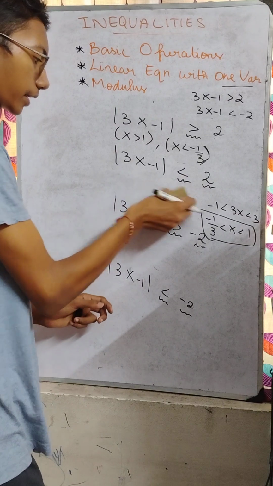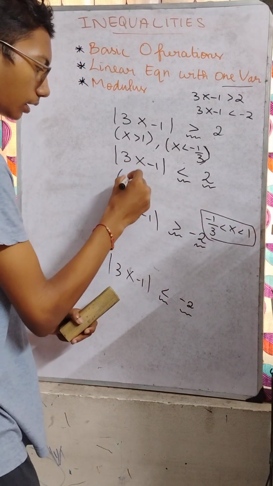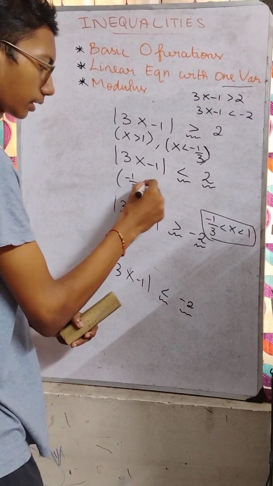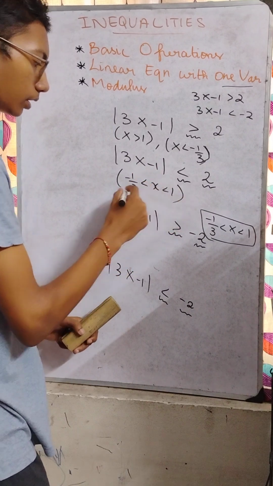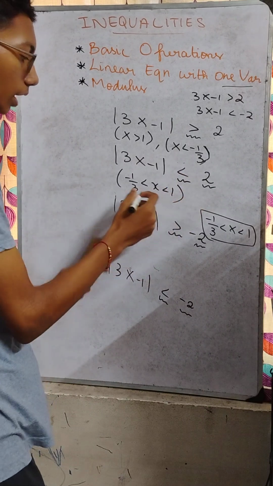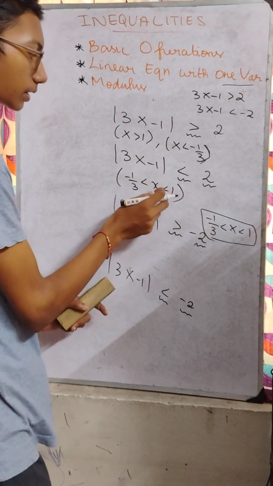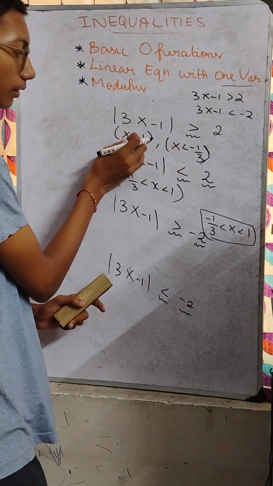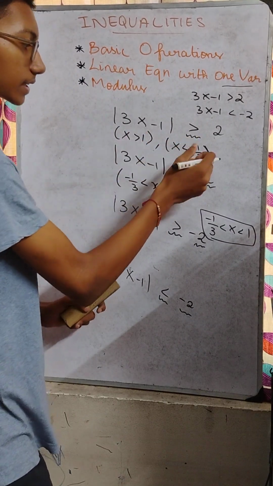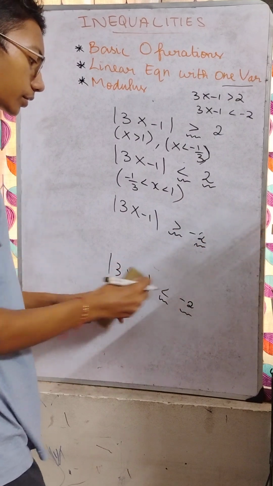That is 3x minus 1. So the answer is minus 1 by 3 less than x less than 1. These 2 solutions are different because here x should be greater than minus 1 by 3 and less than 1. But in the earlier solution we have x greater than 1 or less than minus 1 by 3. So that is the difference between these 2 solutions.